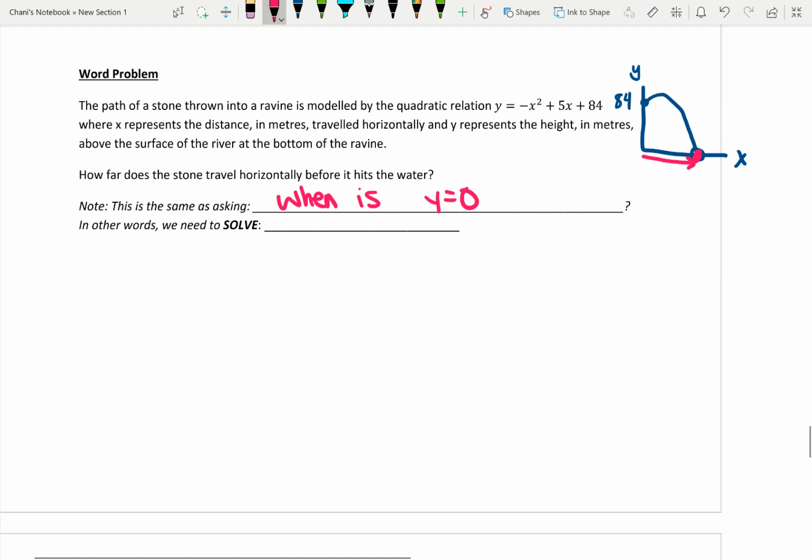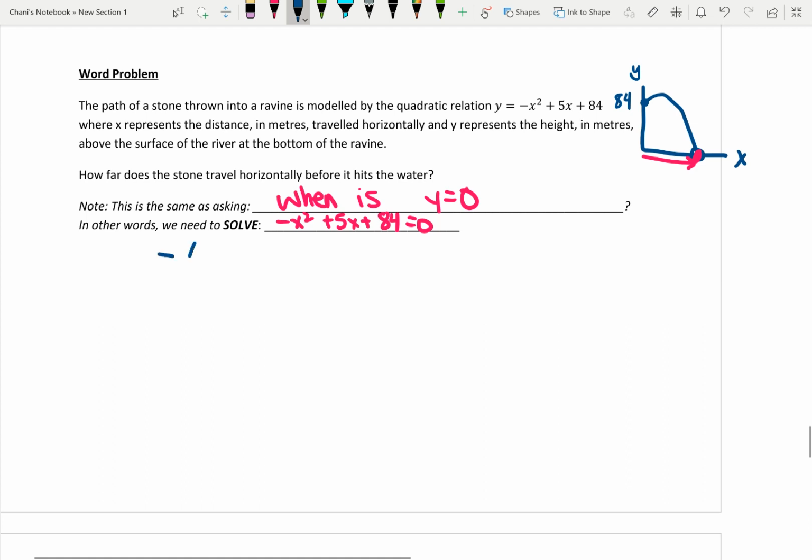So we need to solve the equation negative x squared plus 5x plus 84 equals 0. That's what's required. It's not asking us for a vertex. It's asking us to solve this equation. So to solve this equation, we need to factor. Now notice right now, this is actually a complex trinomial because the a value is -1.